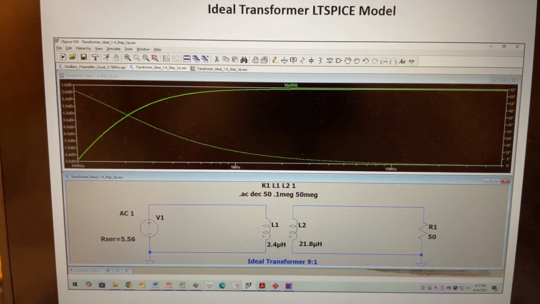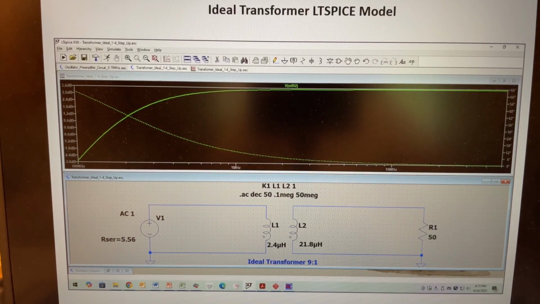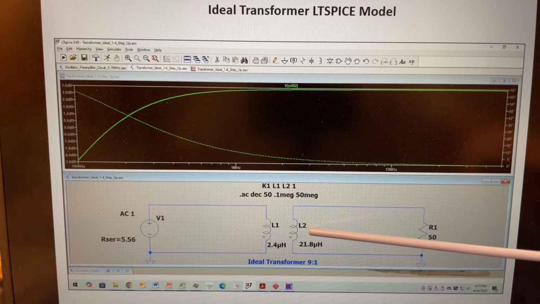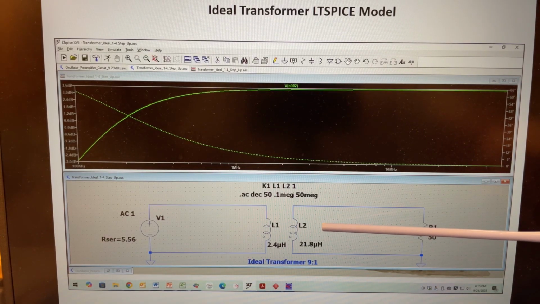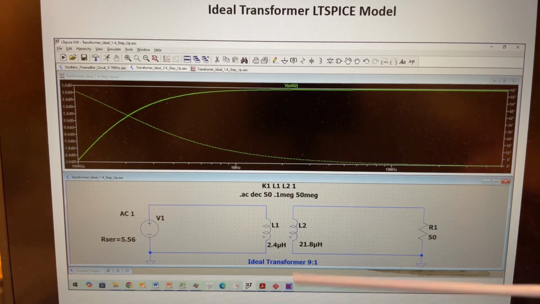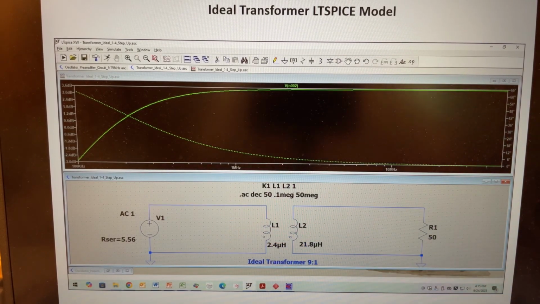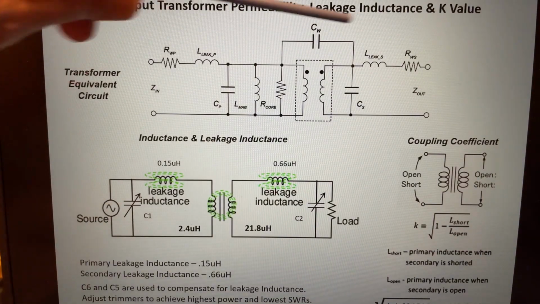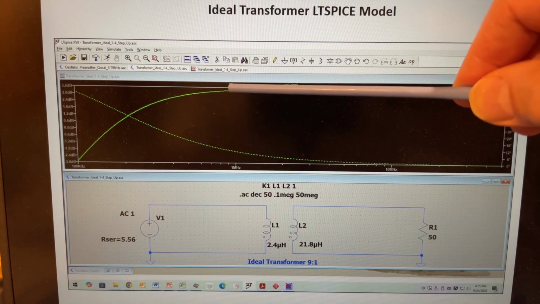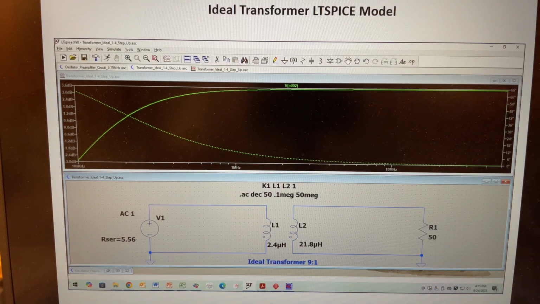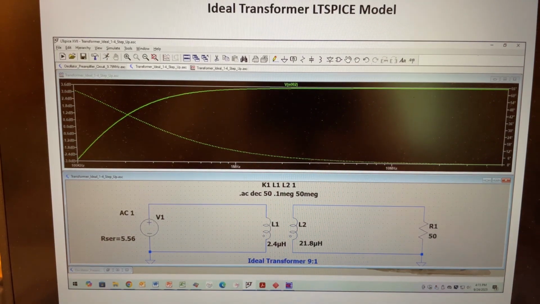All right, so now we're looking at an LTspice simulation of an ideal transformer. This is the transformer that I showed earlier. Here's the primary and secondary inductance, and it's a 9-to-1. But this is the ideal transformer. It does not include all the parasitics that we showed on the previous slide. And you can see after 1 megahertz or so, the response is very flat, all the way beyond 30 megahertz, the high frequency band.